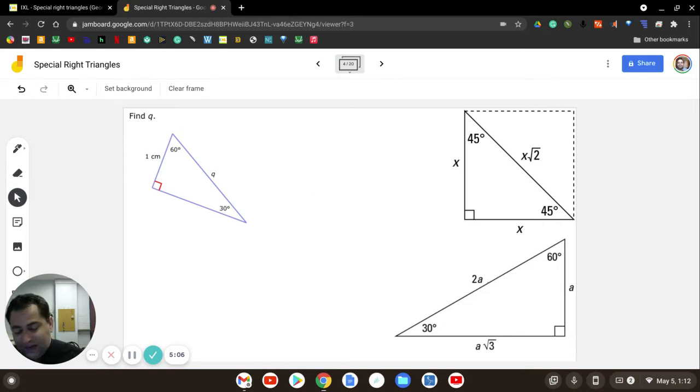All right. Once again, we have a 30, 60, 90 triangle. I look to see what I have, and I have 1 is opposite the 30-degree angle. Opposite the 30-degree angle is A. I know A is equal to 1. Then I go back to my problem. I want to find Q. Q is opposite the 90-degree angle, which is 2A. So I know that Q equals 2A. I know that A is 1, so Q is going to be 2.